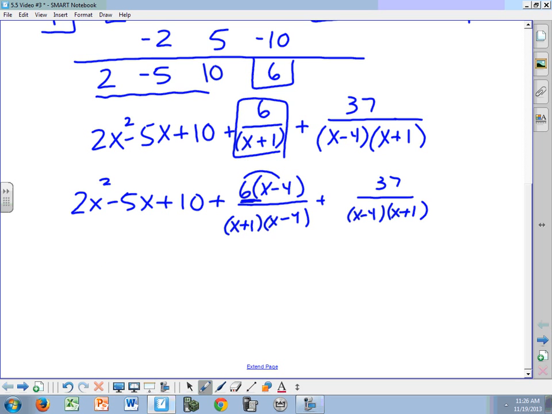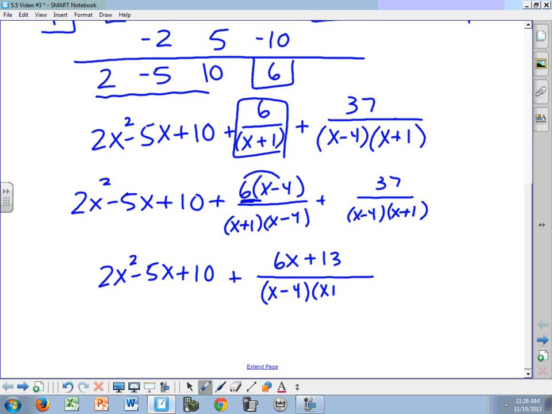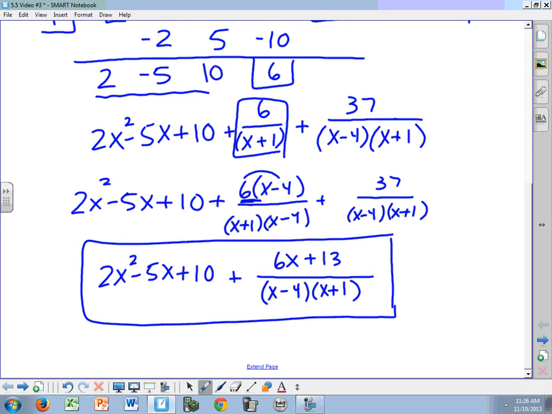So our final answer, 2x squared minus 5x plus 10 plus one fraction. This time it's going to be 6x plus 13 over x minus 4 times x plus 1. This is written in what they call fractional form. So the fraction is like a mixed number almost. All right, so that gives you an idea of how to take care of business on one of those.